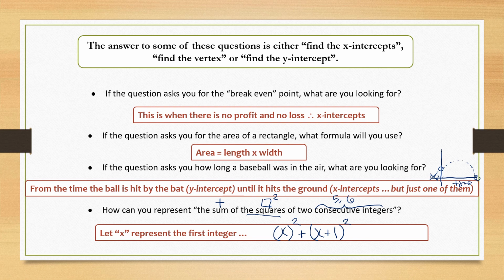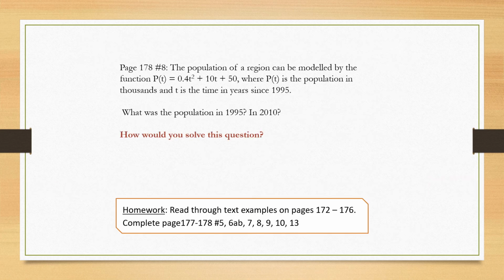We're almost done here. I want to get you started on one question that's in your homework. It's page 178, number 8. It says the population of a region can be modeled by this function. P is the population in thousands, and T is the time in years since 1995. What was the population in 1995? So this is wrong. The question says, what is the population in 1995?